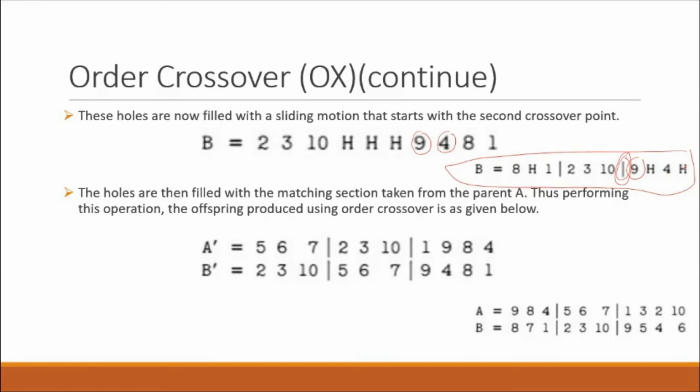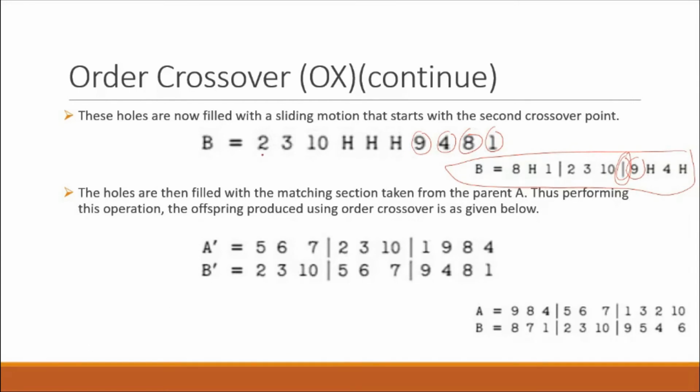Then again another hole is there. So we go to the first position, which is 8. The 8 comes in the next position. So here 8 comes. Then the next is a hole, so we leave it as it is. Then the 1 is coming up, so that 1 comes here. Then the length of the chromosome is completed.